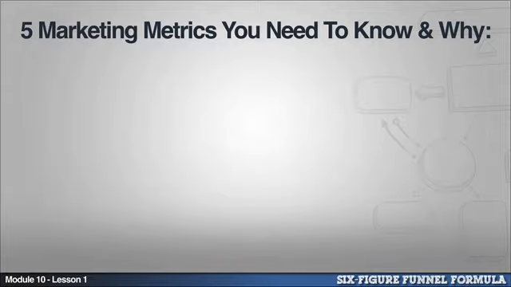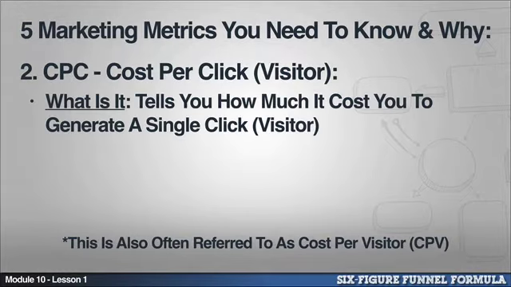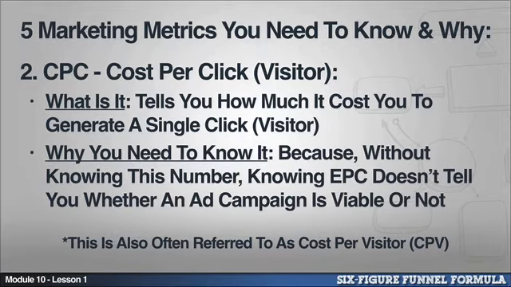The second metric is cost per click. And cost per click tells you how much it costs you to generate a single click or to generate a visitor. This is the flip side of the earnings per click. And again, you need to know cost per click because without knowing your cost per click or cost per visitor, knowing EPC doesn't tell you whether an ad campaign is viable or not.